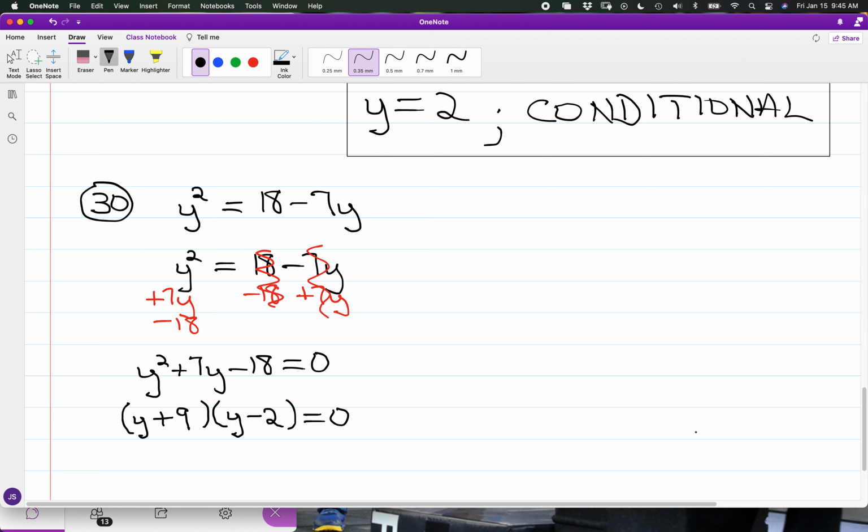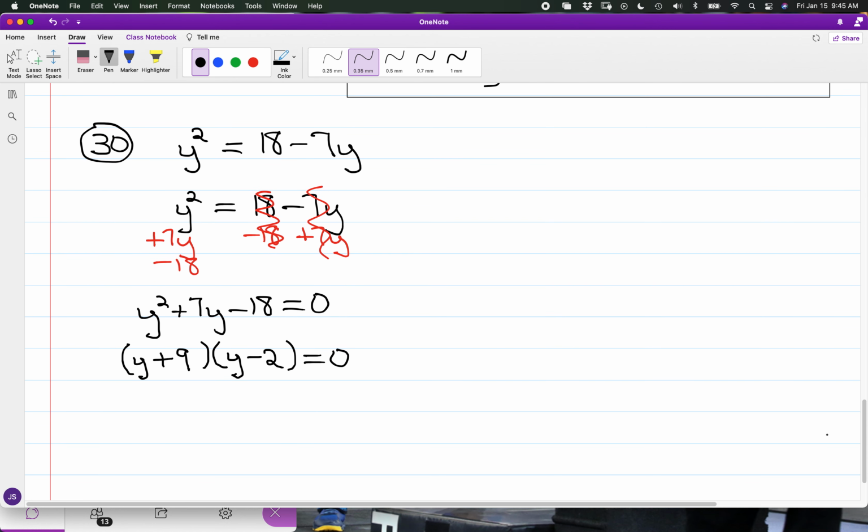So for those two numbers going to negative 18, we're going to have a plus 9 and a minus 2. And in terms of solving for y, again, this trinomial is equal to 0 as long as we have the factors laid out also equal to 0. So if we set first of all y plus 9 equal to 0, we're going to have that y is equal to negative 9. And if we had that y minus 2 is equal to 0, we're going to have that y is equal to 2.